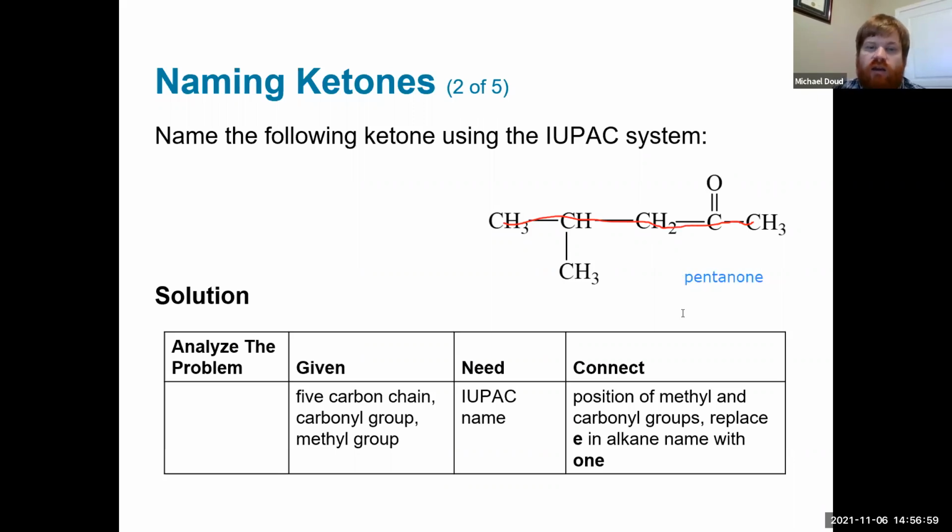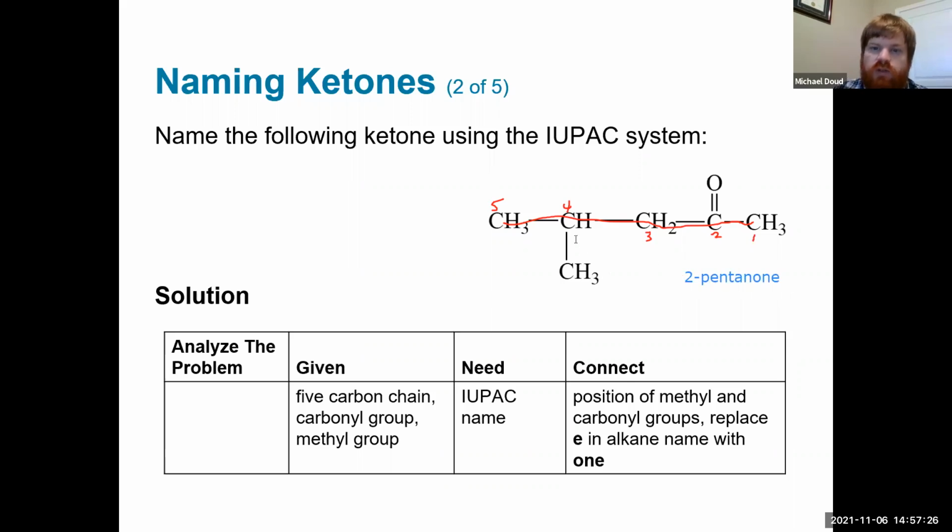Okay, and then let's go ahead and number the carbons. Well, we want to number it from the side that's closer to the ketone. So that's going to be 1, the ketone's on carbon 2, 3, 4, 5, just like that. So we see that the ketone is on carbon 2. So the correct one here is going to be 2 pentanone.